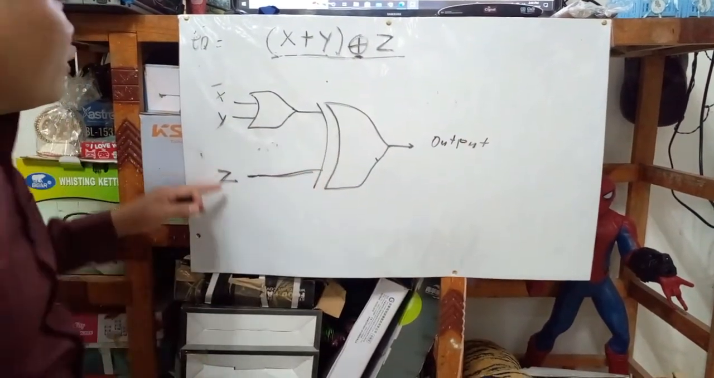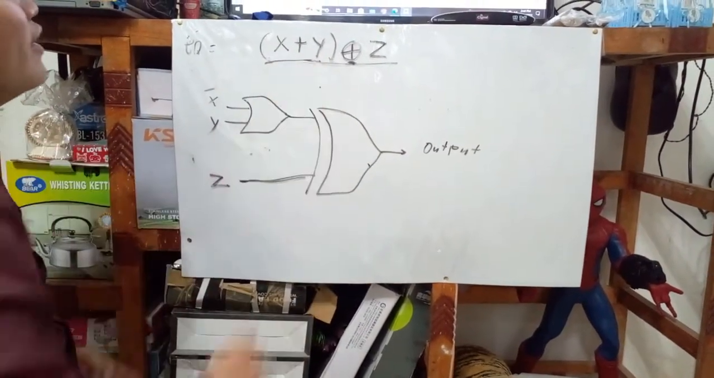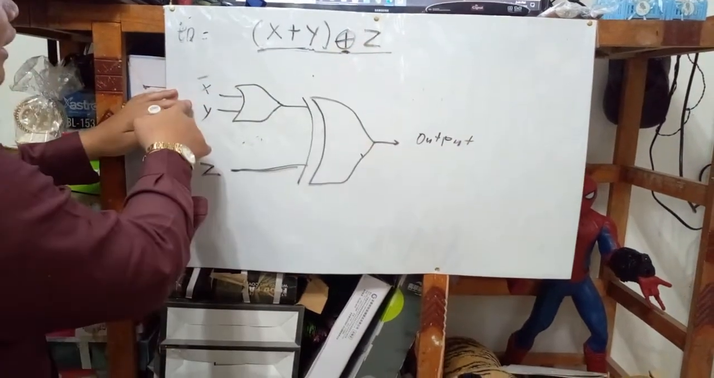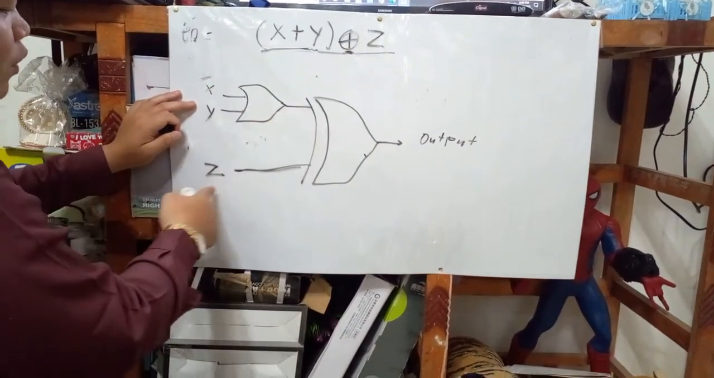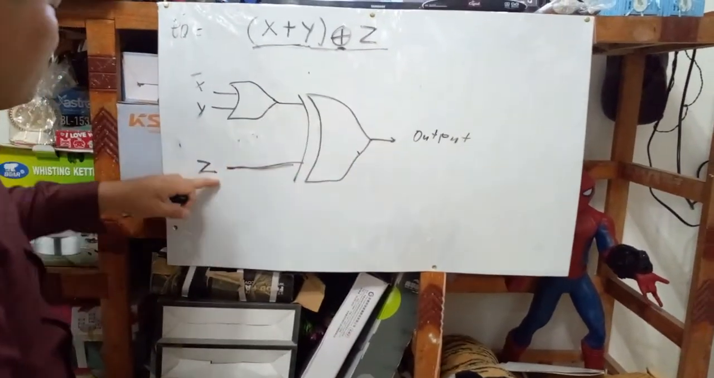So meaning x plus y. So this equation is x plus y, then XOR with your z. So in your output here, it is paired with the given z of the equation.